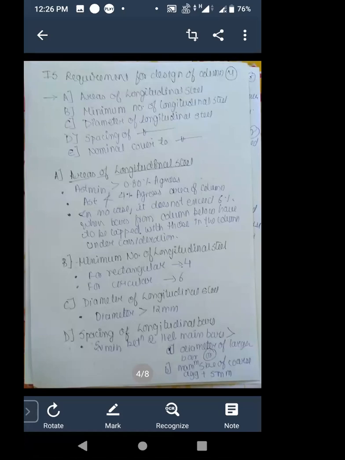Or the maximum size of coarse aggregate you have used plus 5 mm, you have to increase it. If you are using a 20 mm maximum size of coarse aggregate, then it should be 20 plus 5, that is 25 mm. It should be greater than that.